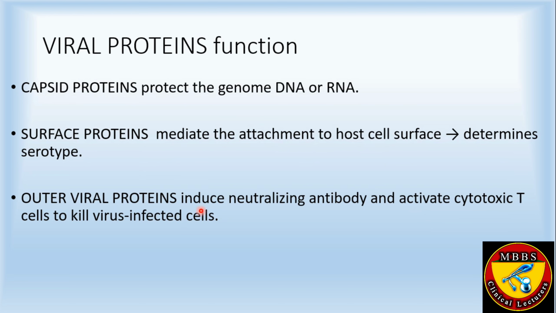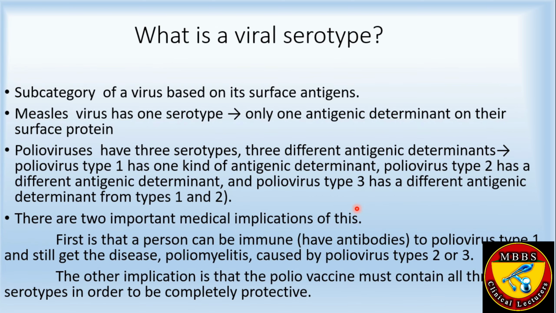Outer viral proteins induce neutralizing antibodies and activate cytotoxic T cells to kill virus-infected cells. Now, what is a viral serotype? It is a subcategory of a virus based on its surface antigens. Measles virus has one serotype, that means only one antigenic determinant on its surface protein. So when you want to get yourself immunized against the measles virus, the vaccine can have just one type of antibodies to neutralize this one serotype, and hence you are protected.